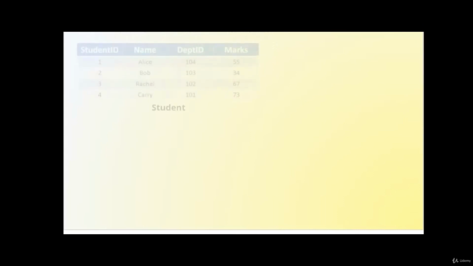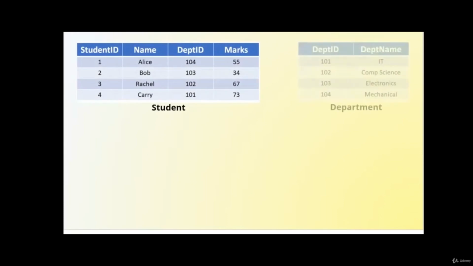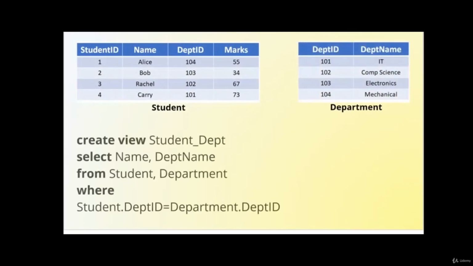Then let's see how to create a view from multiple tables. Suppose we have two tables, student and department, and we have to create a virtual table which only has name and department name. Now if you see, the name column is in the student table and the department name column is in the department table.